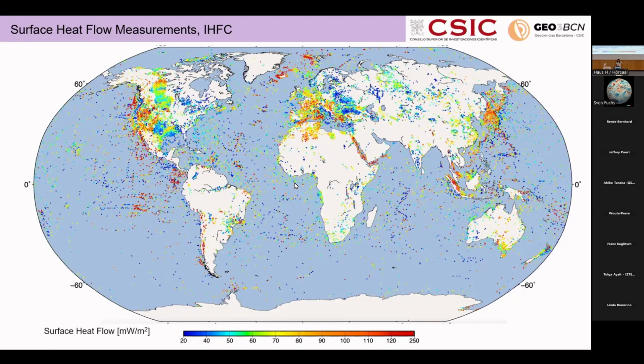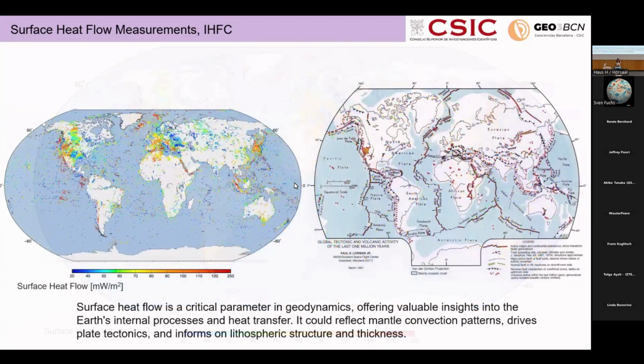Looking at this map, as was already mentioned before, there are many gaps, particularly in these areas. But anyway, you can already see a kind of correlation between surface heat flow and global tectonics. We see high surface heat flow in rifts and lower surface heat flow probably in more cratonic areas.